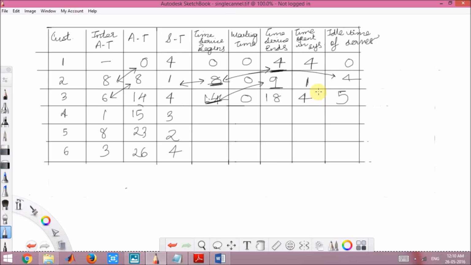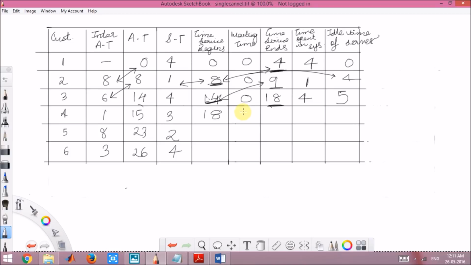Now for the fourth customer, this particular thing ended at 18, correct? Arrival time is 15. So that means it came before it actually ended. So it has to wait until this thing gets over. So the time service begins is at 18. It can't be 15 because at the 15th time this process is still going on. The third customer is being served. Hence at time 18 the fourth customer gets served.